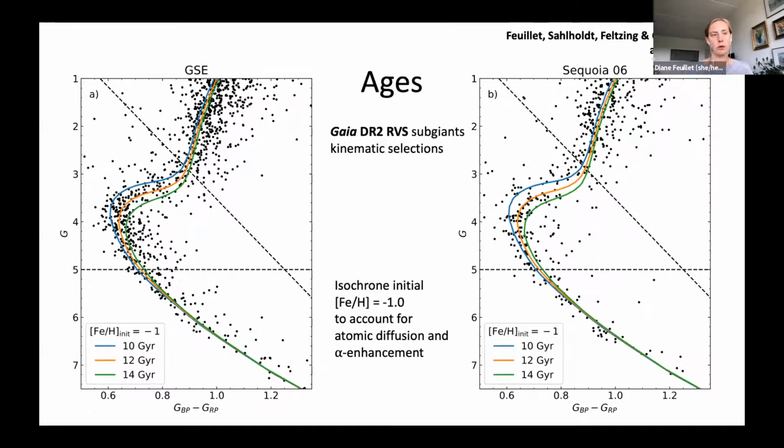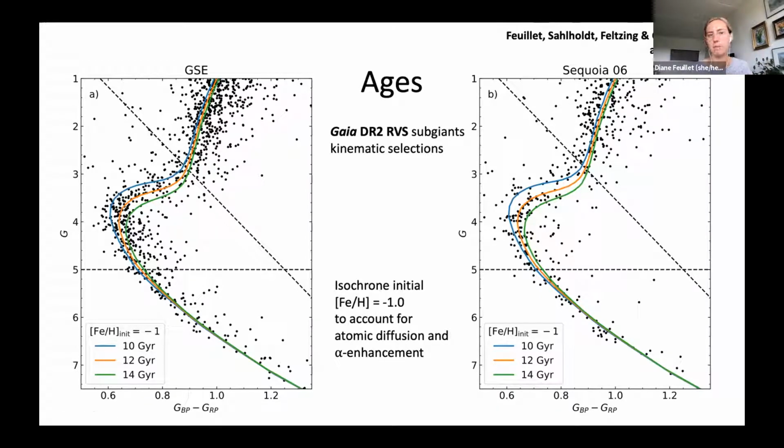Okay, so first I want to talk a bit about the age work that we did with these stars. With the Gaia RVS sample, it's quite a large sample, which is nice. Unfortunately, there are not metallicities for a lot of these stars, so we did some assumptions here. But with such a nice, large, deep sample, we have quite a few turnoff stars for both the Gaia-Sausage-Enceladus and the Sequoia populations.